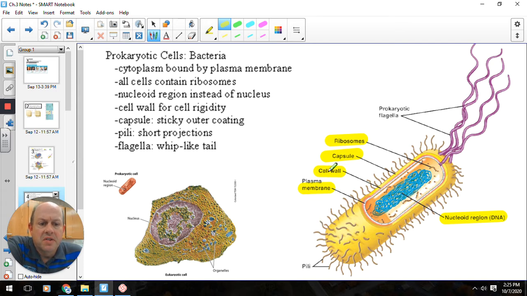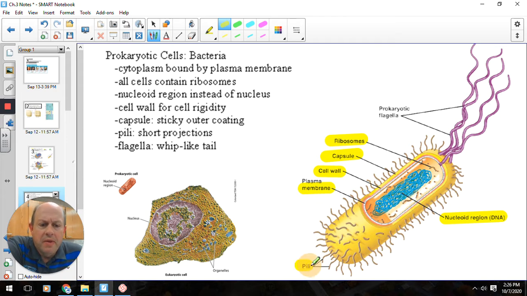The cell wall is always going to be the middle layer, and so that is going to be this rigid, tough structure that gives a little bit of protection to the cell, as well as the structure and rigidity for the cell. And then the cell membrane, plasma membrane, is going to be kind of like the bouncer. It lets some things in and lets some things out. And so it kind of controls what enters and exits the cell.